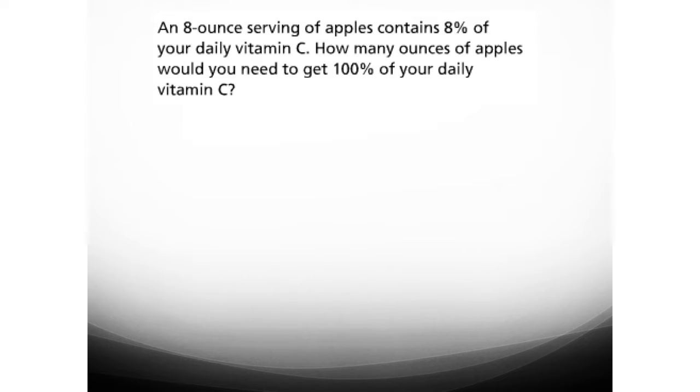All right, let's start out, identify the percent. It's obvious, it's the only number with a percent sign, and that would be 8%. So we have our percent. And if we think about going back into our proportion, which is a great way to start, part over whole equals percent over 100, we can immediately place the 8 over the 100. Now, we want to get 100% of our daily vitamin C. And the only thing that we know is that an 8-ounce serving contains 8% of that.